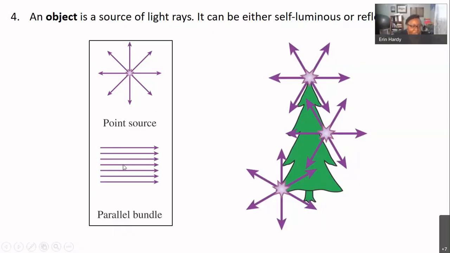The flip side, if we were concerning ourselves with, let's say, the light rays that are coming from the sun and have not yet interacted with this pine tree, for objects that are sufficiently far away, it's okay to assume that the light rays are going to arrive as a parallel bundle like this. So in other words, they are all parallel to one another. They have not yet started to diverge. That's the important distinction here.